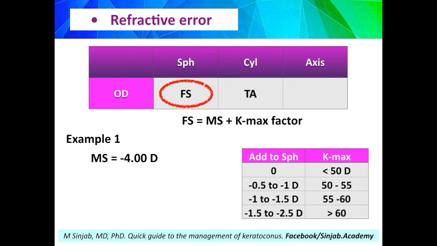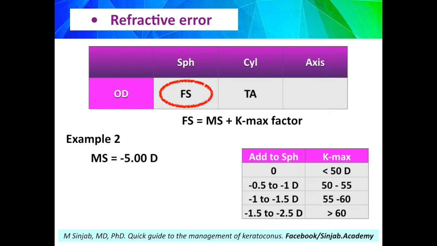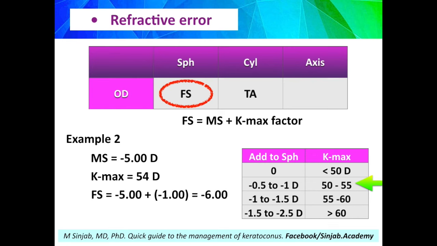Example number 1, the manifest refraction is -4 diopters. The Kmax of the patient is 58. So I'm going to add -1.5 diopters to the manifest sphere, and the final sphere will be -5.5 diopters. Another example, manifest refraction is -5. The Kmax of the patient is 54. So -1 diopter will be added to the manifest sphere, and the final sphere will be -6 diopters.